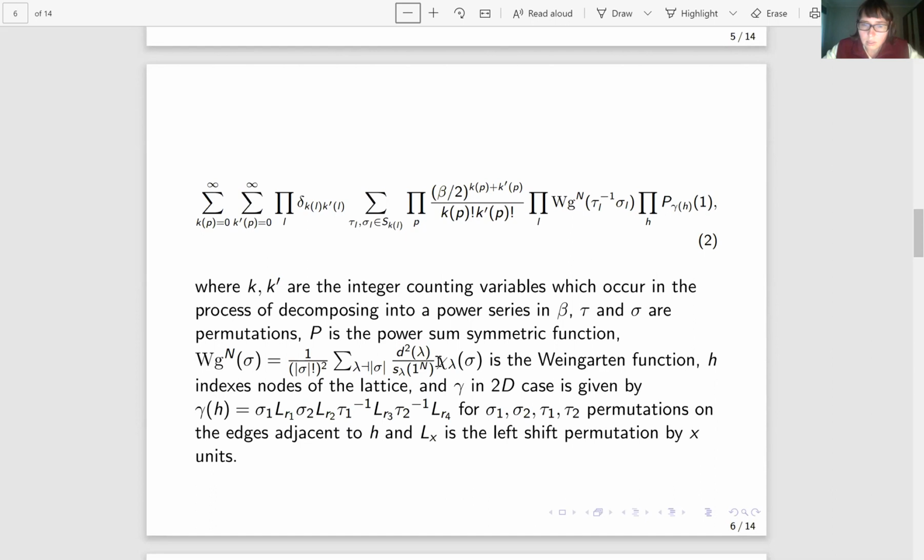And the last part of this expression is the character of lambda at sigma, meaning the character of the irreducible representation lambda. Anyway, this is a very nice combinatorial expression in the symmetric group. It's the Weingarten function. And the very last part is P, which is a power sum symmetric function.